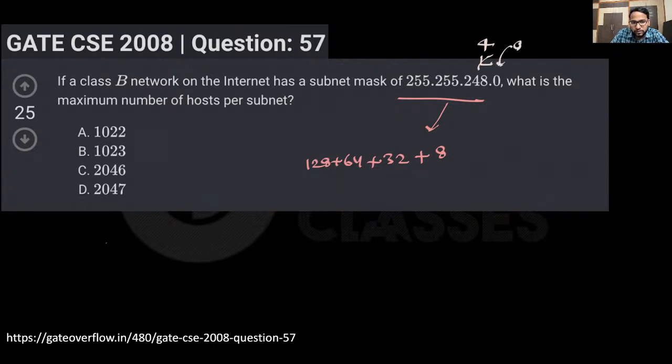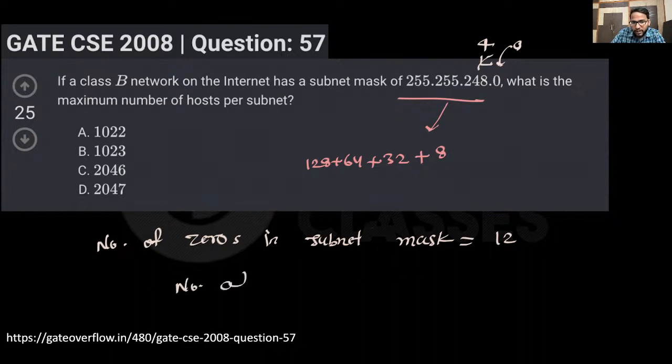So 12 total zeros. Number of zeros in subnet mask is equal to 12. Then what does this represent? If the number of zeros in the subnet mask is 12, then it represents the number of host ID bits. Host ID bits is equal to 12, which means total number of hosts are 2 power 12. And since they are asking about the hosts, actually hosts are not 2 power 12, it is 2 power 12 minus 2. Reason being that the first address and last address are reserved.